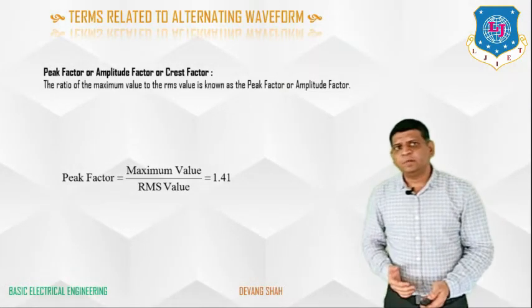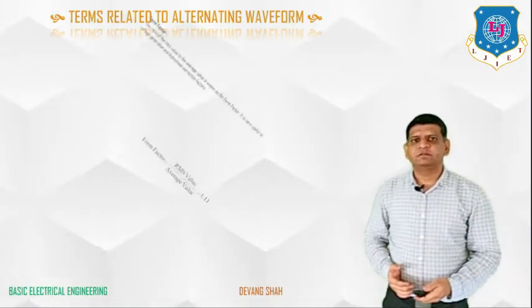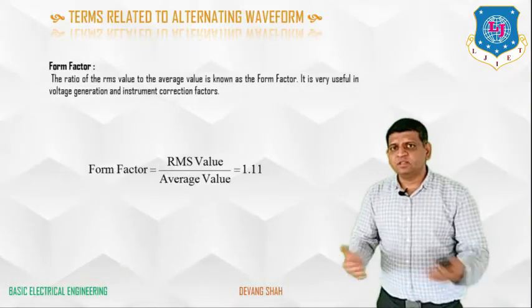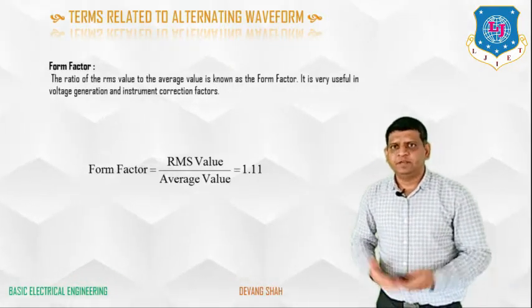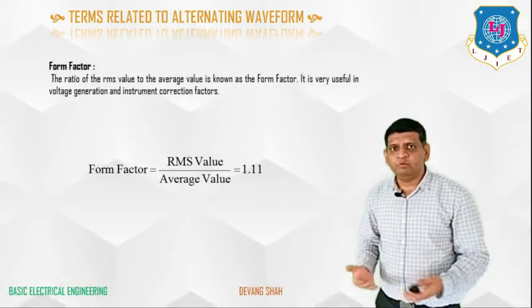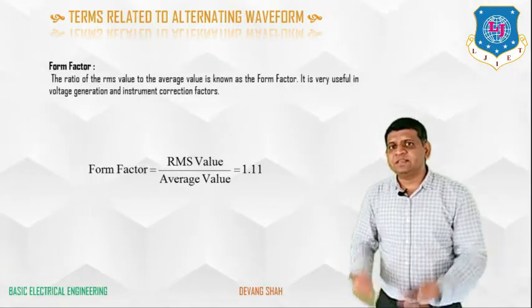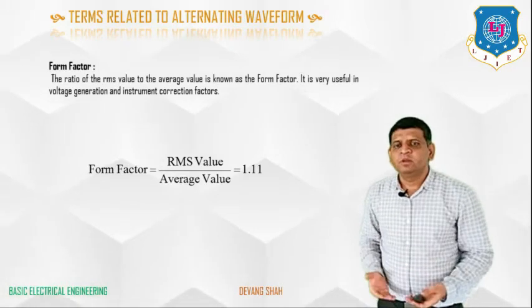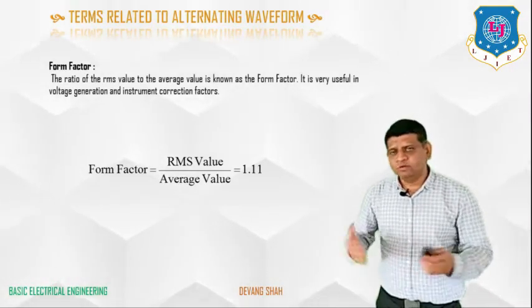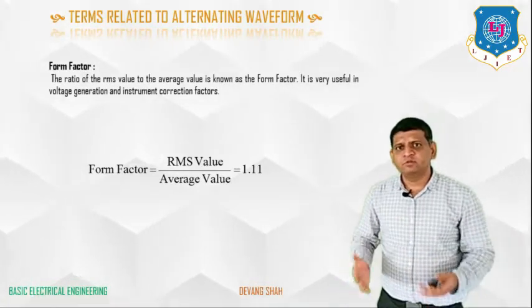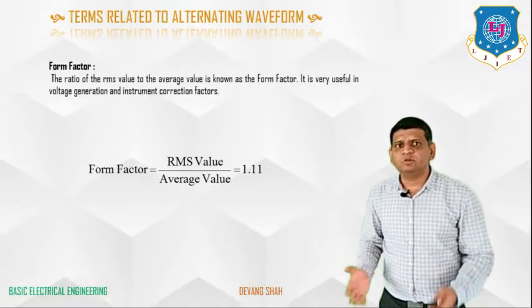In the same way, the other parameter we define is the form factor. The form factor is the ratio of the RMS value to the average value. So the RMS value 0.707 into Vm divided by the average value 0.637 into Vm gives a typical value of 1.11. Always remember, the peak factor is 1.41 and the form factor is 1.11.